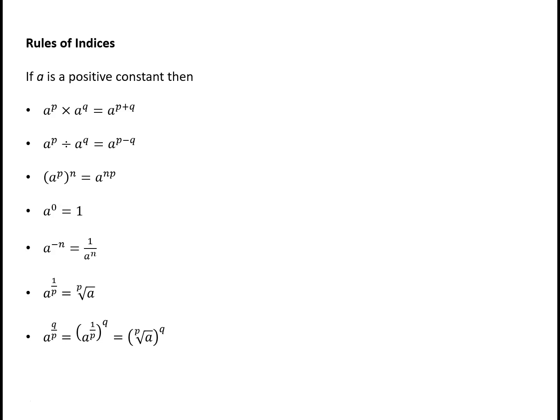We need to remember that a to the naught gives me 1, that a to the minus n is the same thing as 1 over a to the n. We need to remember that a to the 1 over p is the same thing as the pth root of a, and that a to the q over p can be conveniently thought of as being a to the 1 over p raised to the power q. In other words, it's the pth root of a raised to the power q.